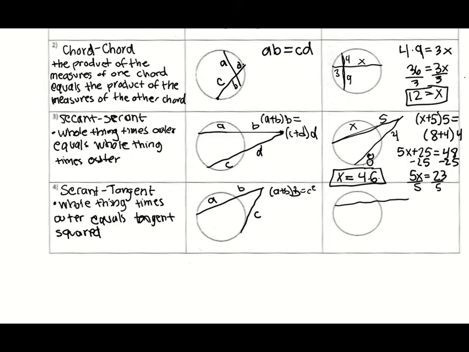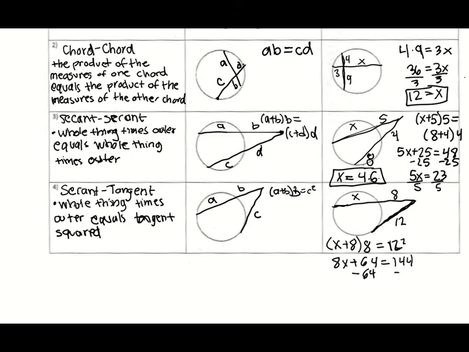So if we have our example over here, let's draw a secant across and a tangent. Okay, we have our secant and our tangent. If this piece is x and this piece is 8 and our tangent is 12, we can plug those numbers into our equation. So we have our whole thing, x plus 8, times the outer, which is 8, equals our tangent squared, which is 12 squared. Distribute: 8x plus 8 times 8 is 64, equals 12 squared, which is 144.